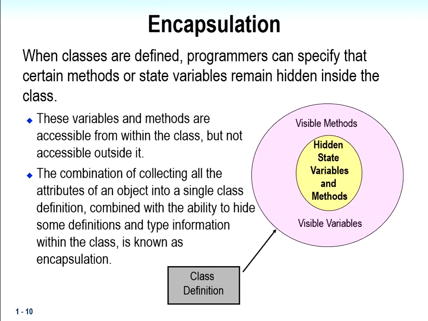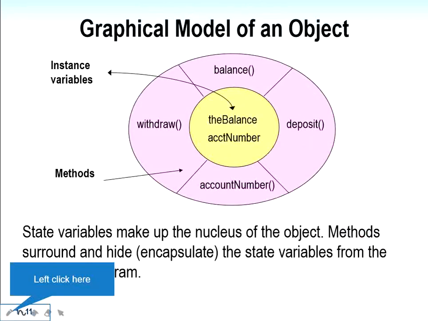Then a combination of collecting all the attributes of object in a single class definition combined with the ability to hide some definitions and the type information known as encapsulation. So the definition, so you can remember this definition. So you have to understand encapsulation is the encapsulated. It is the keeping things together in a single entity.